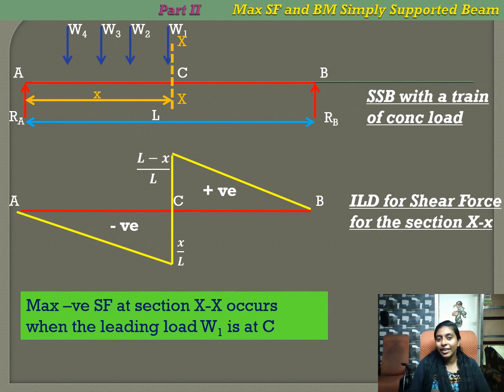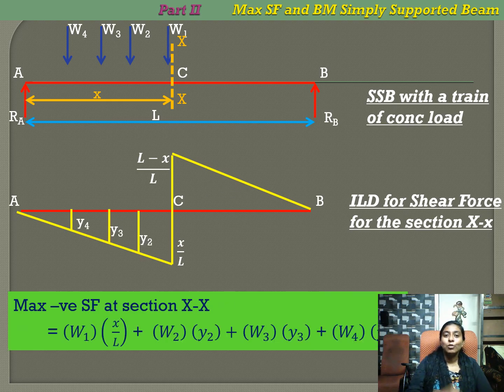W1 is the leading load and W4 is the trailing load. So, the maximum negative shear force at section X occurs when the leading load W1 is at C. You can see in the diagram, W1 is at C and it is followed by W2, W3 and W4. The intensity of the negative shear force at section XX is the intensity of load multiplied by the ordinate in the influence line diagram.